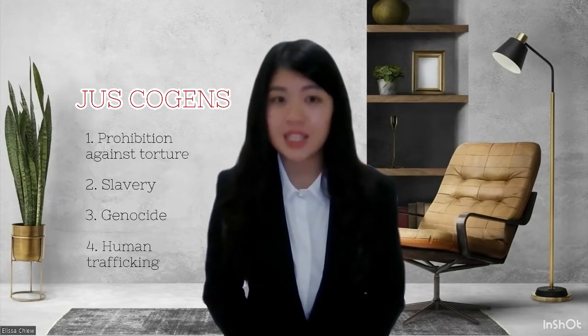However, if states consistently object to the first formation of the customary rule, the objecting state may not be bound by the particular custom, as established by the persistent objector principle. It is important to note that there are certain customary international rules which cannot be objected to by individual states, as they are so vital that such rules are elevated to jus cogens norms. Examples include prohibitions against torture, slavery, genocide, and human trafficking.